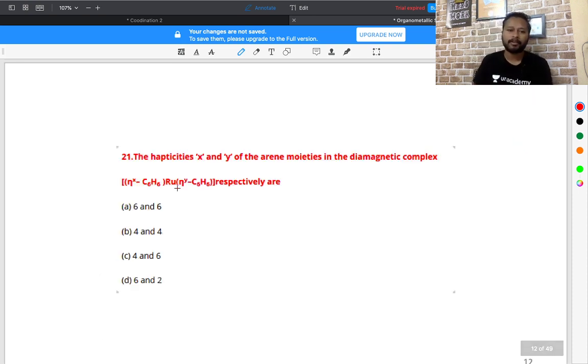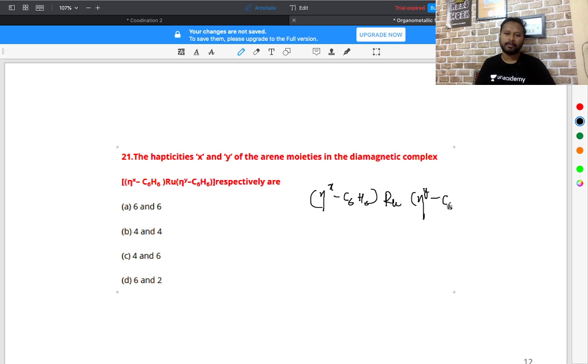Okay, let's talk about this one. It says the hapticities of X and Y of the arene moieties in the diamagnetic complex. So it's given that the complex is diamagnetic, and they have asked what the hapticity is over here. The complex is eta X C6H6, then ruthenium, and then eta Y C6H6. That's what they have given.